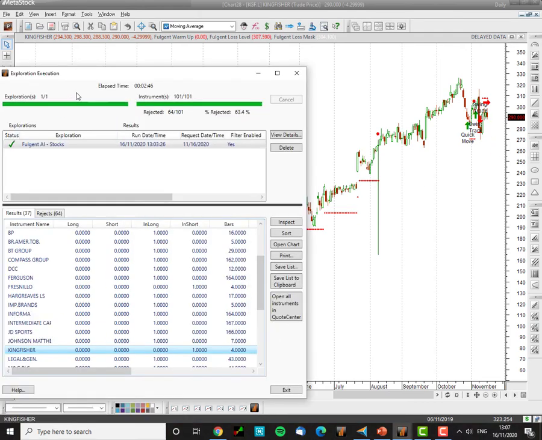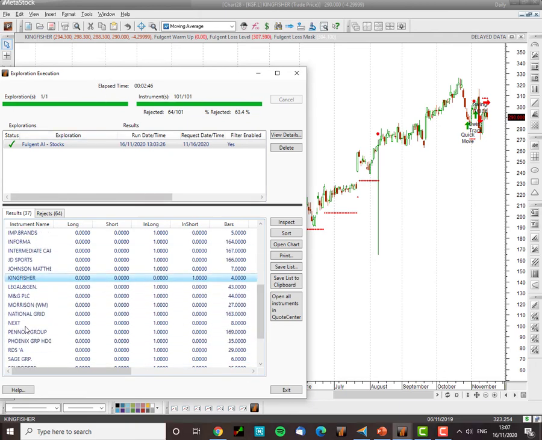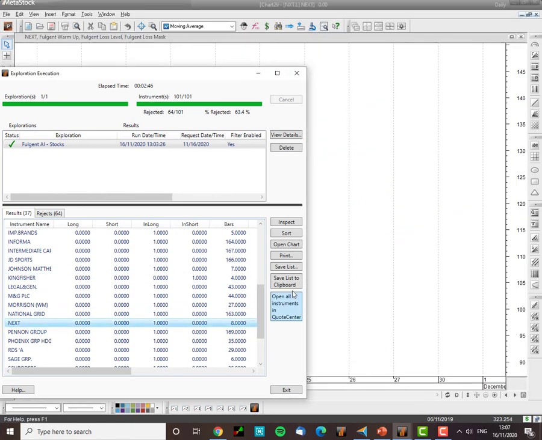All right, I've got too many windows open. And if we scroll down the FTSE100, see which one's 8 bars. Next is 8 days into a trade.